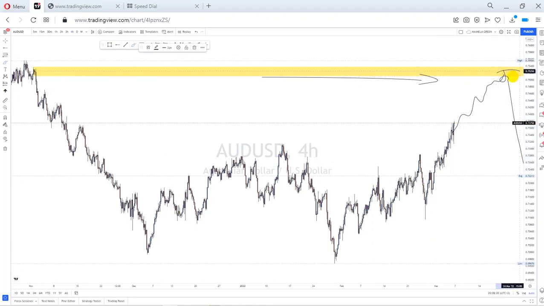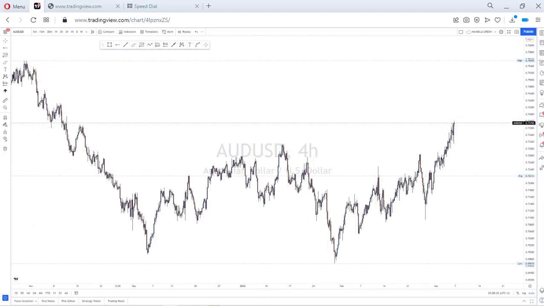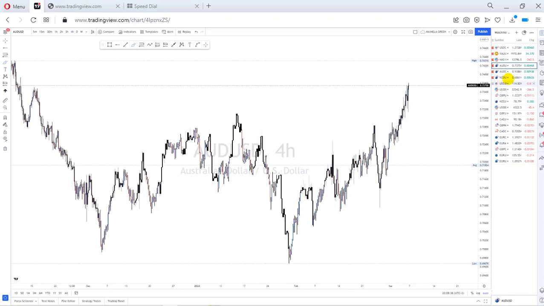Then you can put your sell limit here. Then forget about it. Then come check it after a few days or few hours and see how the market is moving. Then that's how it is. So this is my analysis on AUD USD. Then let's see what we have.